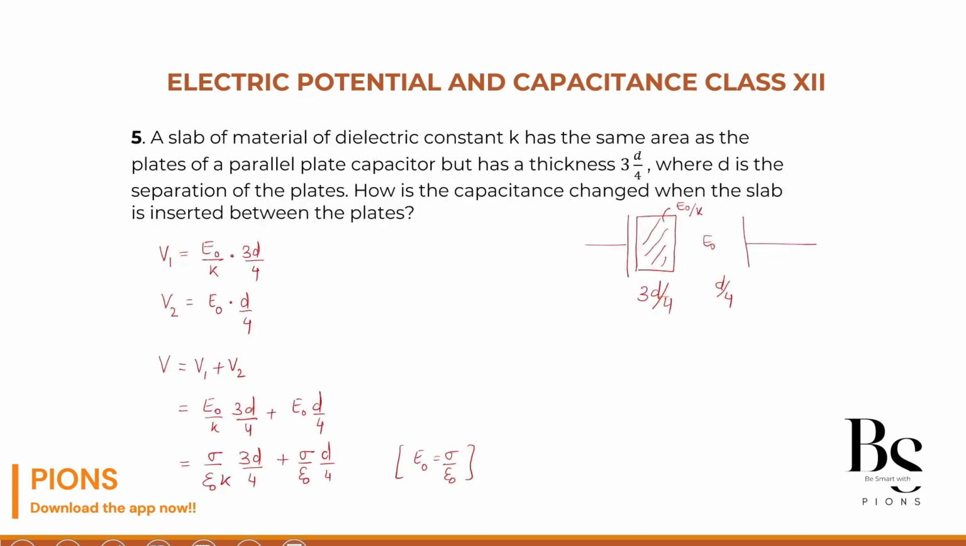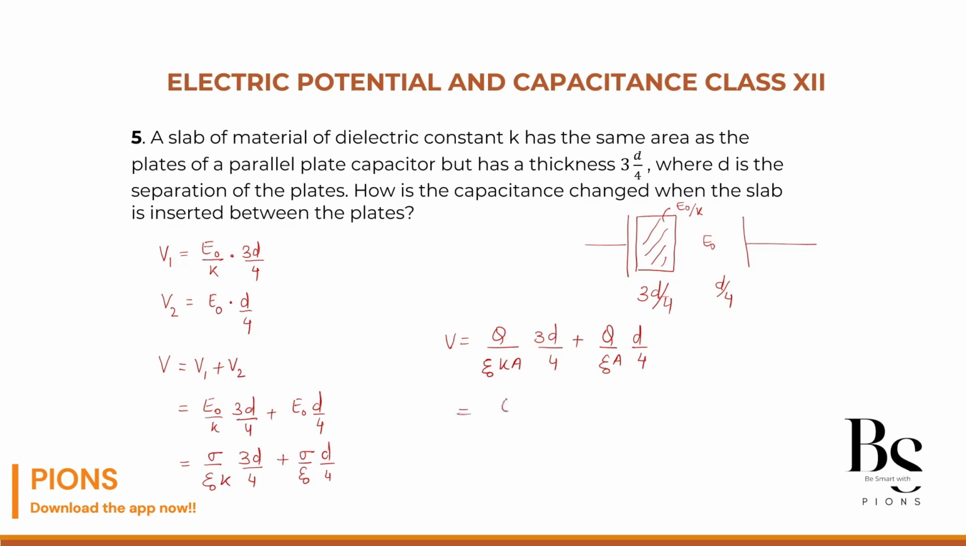Now if this is our voltage, what we will do? First we will put the value of sigma. So let me put here, from first chapter, sigma is nothing but surface charge density. So this will be Q by epsilon naught K into A, Q by A is sigma, into 3D by 4, plus Q by epsilon naught A and D by 4. Q by A is sigma.